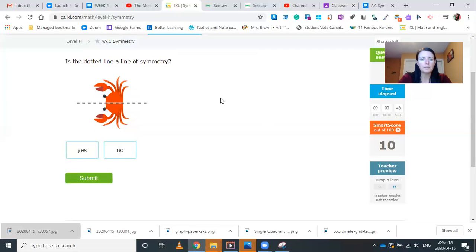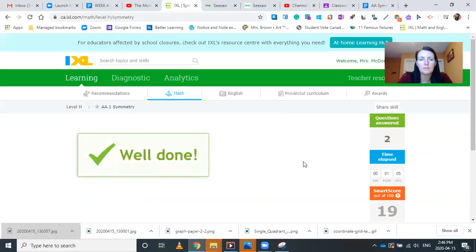So let's look at this one. Is this dotted line a line of symmetry? Well, let's look and see. Make sure the colors are matched. Make sure the shapes are matched. There's one on each side. I would say yes, that is a very good option. If you fold along there, you would have it fold along itself. So yes, that is a line of symmetry.